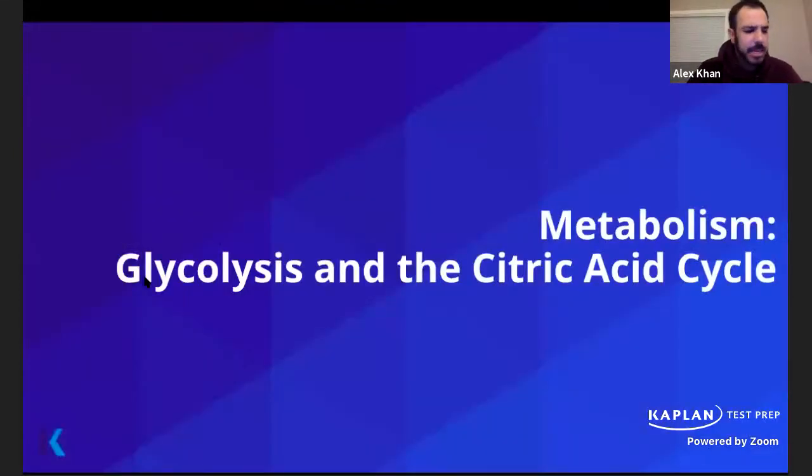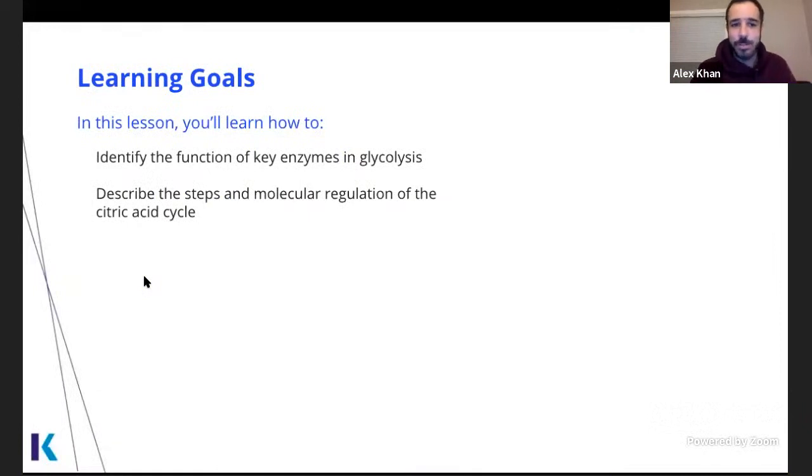So enough with the rambling by me about the MCAT. Why don't we get started on a little content review? We're going to be talking about glycolysis and the citric acid cycle, also known as the Krebs cycle, also known as the tricarboxylic acid cycle, many names for it. So our primary learning goals for our lesson today are to identify key enzymes in glycolysis, and secondly, to describe the steps and molecular regulation of the citric acid cycle.